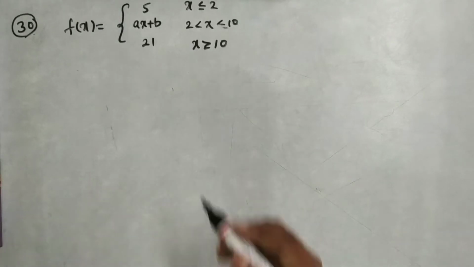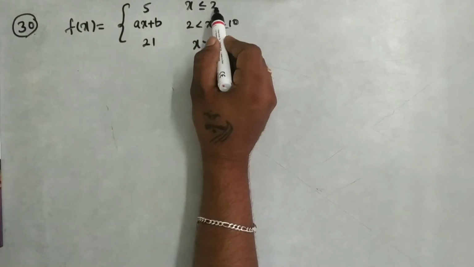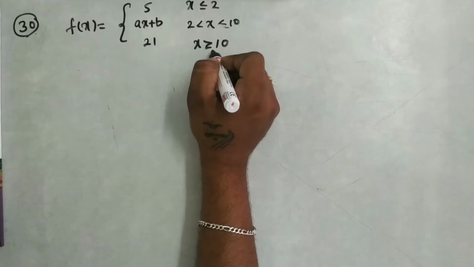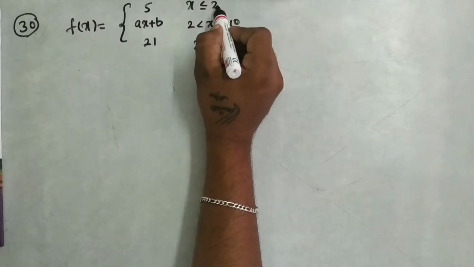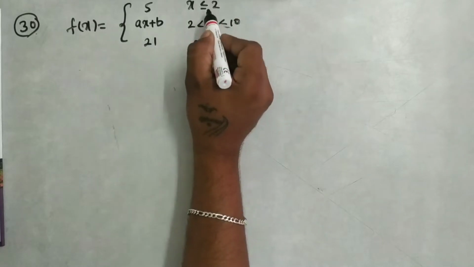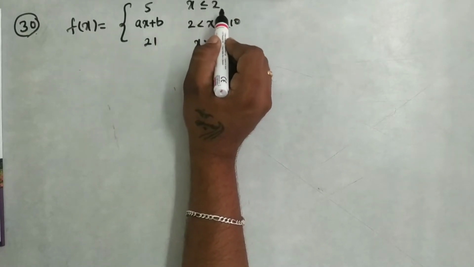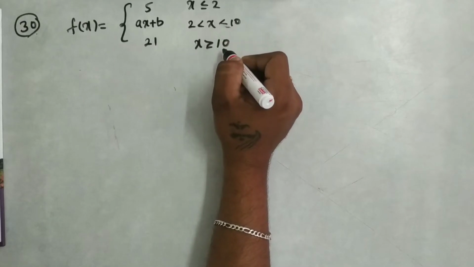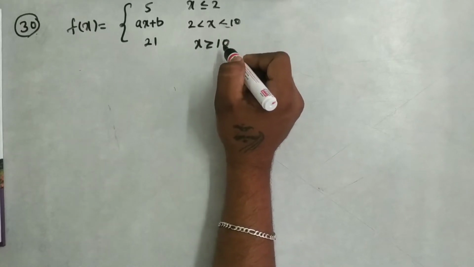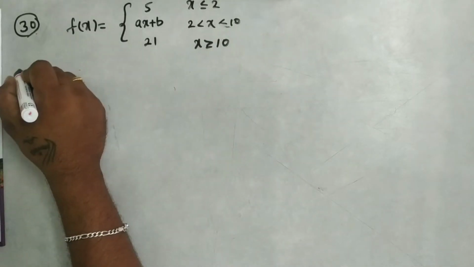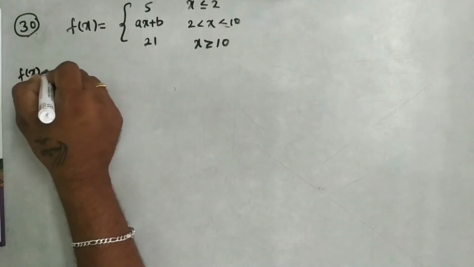It is continuous, which means continuous for less than 2, continuous at 2, continuous between 2 and 10, and continuous at 10 also. So I am going to use the continuity at x equal to 2 and at x equal to 10, because less than 2 is a different function, greater than 2 is a different function. Similarly, less than 10 is a different function, greater than 10 is a different function. First, I am using continuity at x equal to 2.